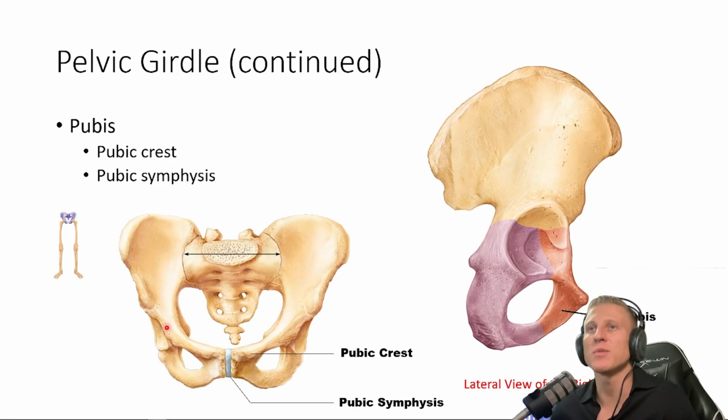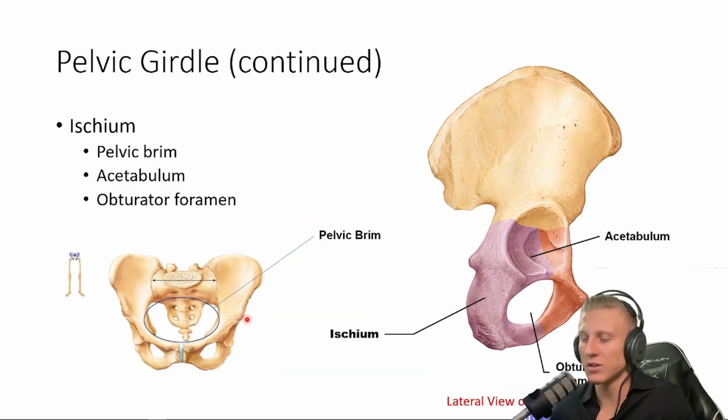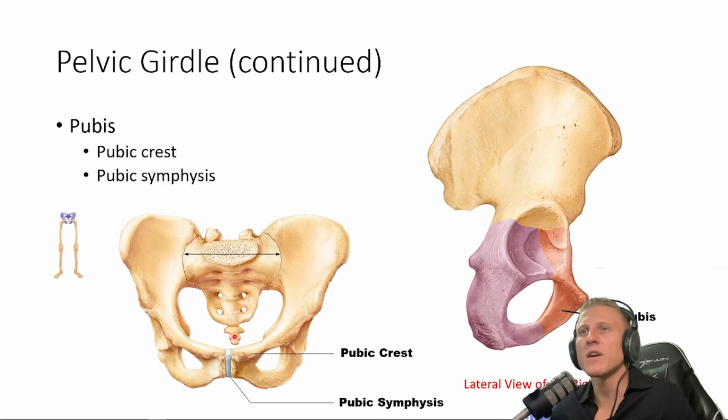Okay, so we have the pubis region, which is this anterior surface. Okay, so this would be the back of the person. This would be the front, the anterior surface of the person. And we just have 2 features that we're going to note. We have the pubic crest, which is kind of this top edge ridgeline right here. Okay, so this is a large portion of what we just described here with the pelvic brim. And then we have the pubic symphysis.